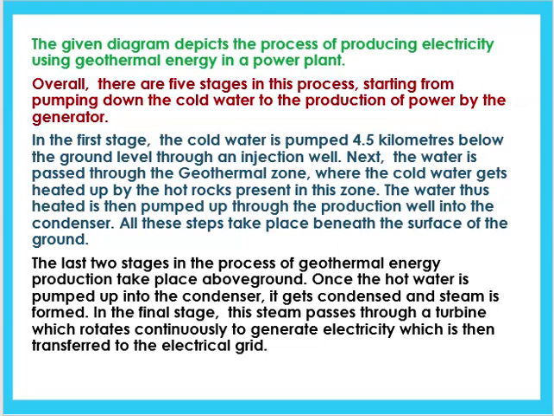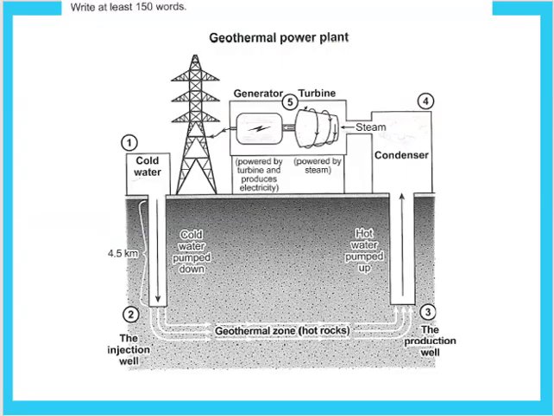So what have we outlined here? We have informed the reader that there are 5 stages in the process, which starts from pumping down the cold water to the production of power by the generator. That's it. So now how do we group the body paragraphs? Let's go back to the diagram.